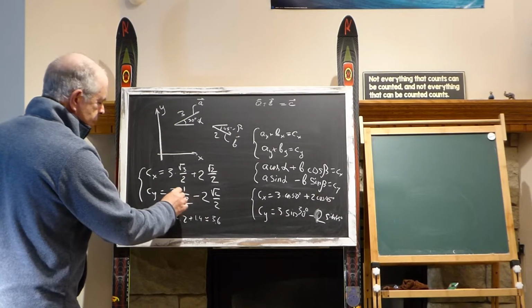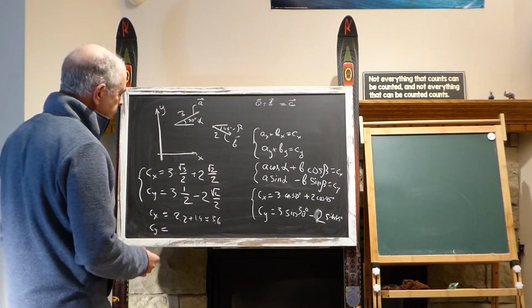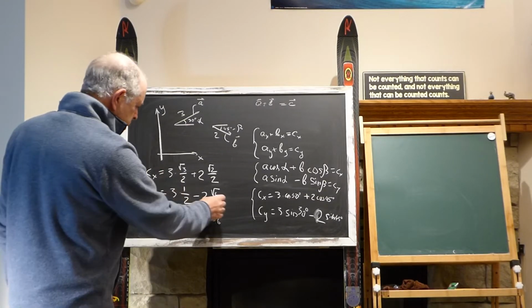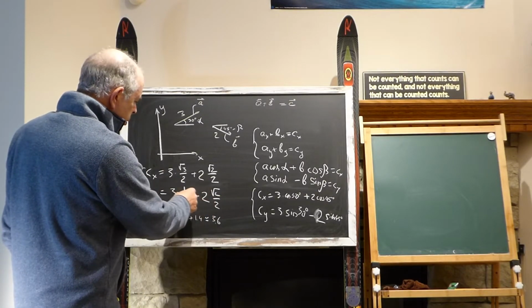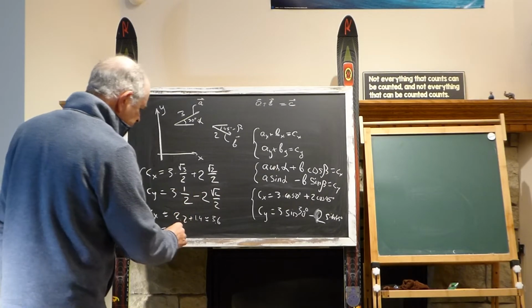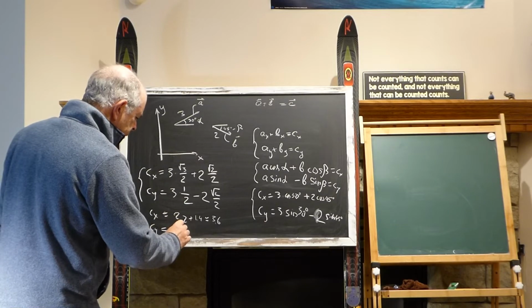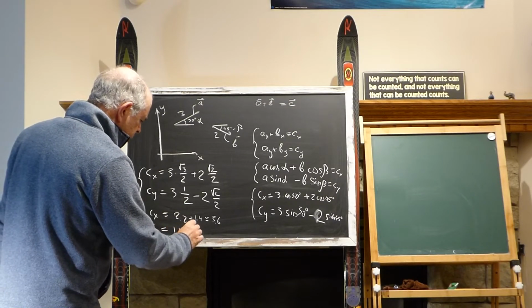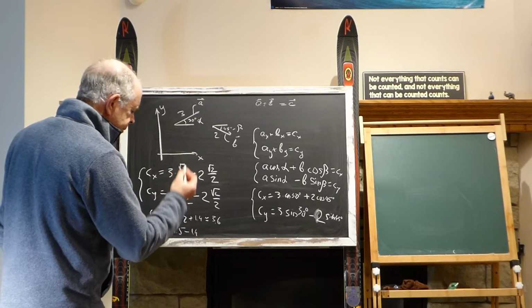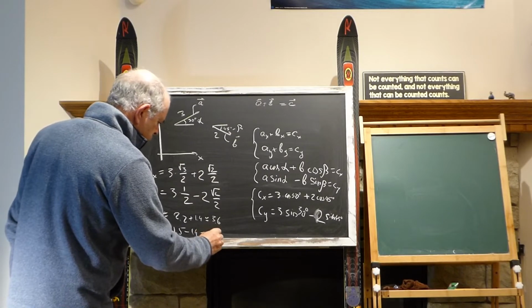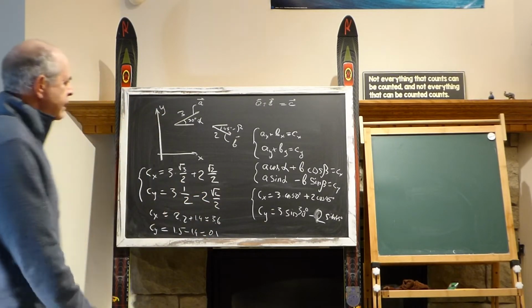Cy equals 3 over 2, 1.5, 3 over 2, this 2 is gone, so it would be 3 times 1.5 minus 1.4. It would be very small, 0.1, but it would be positive.